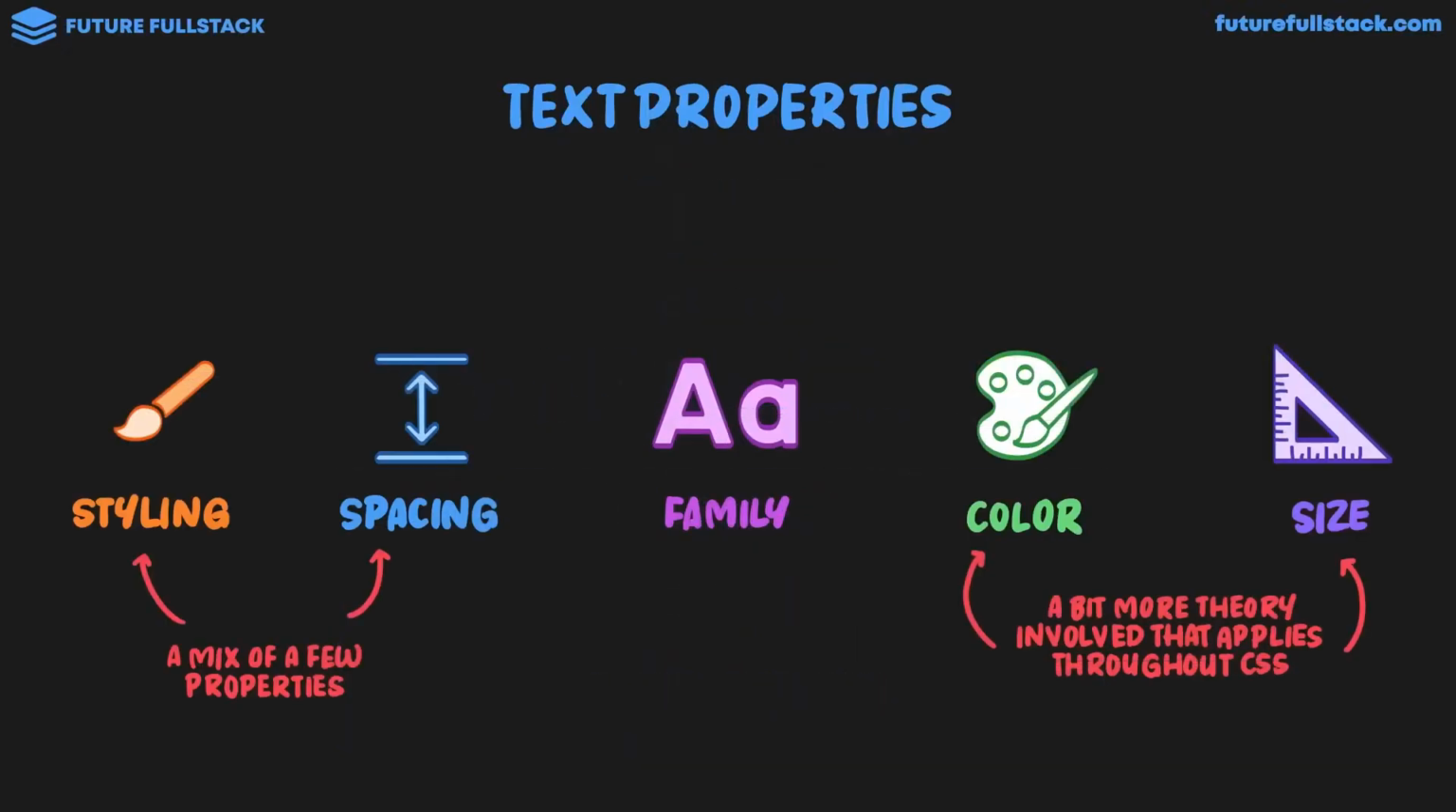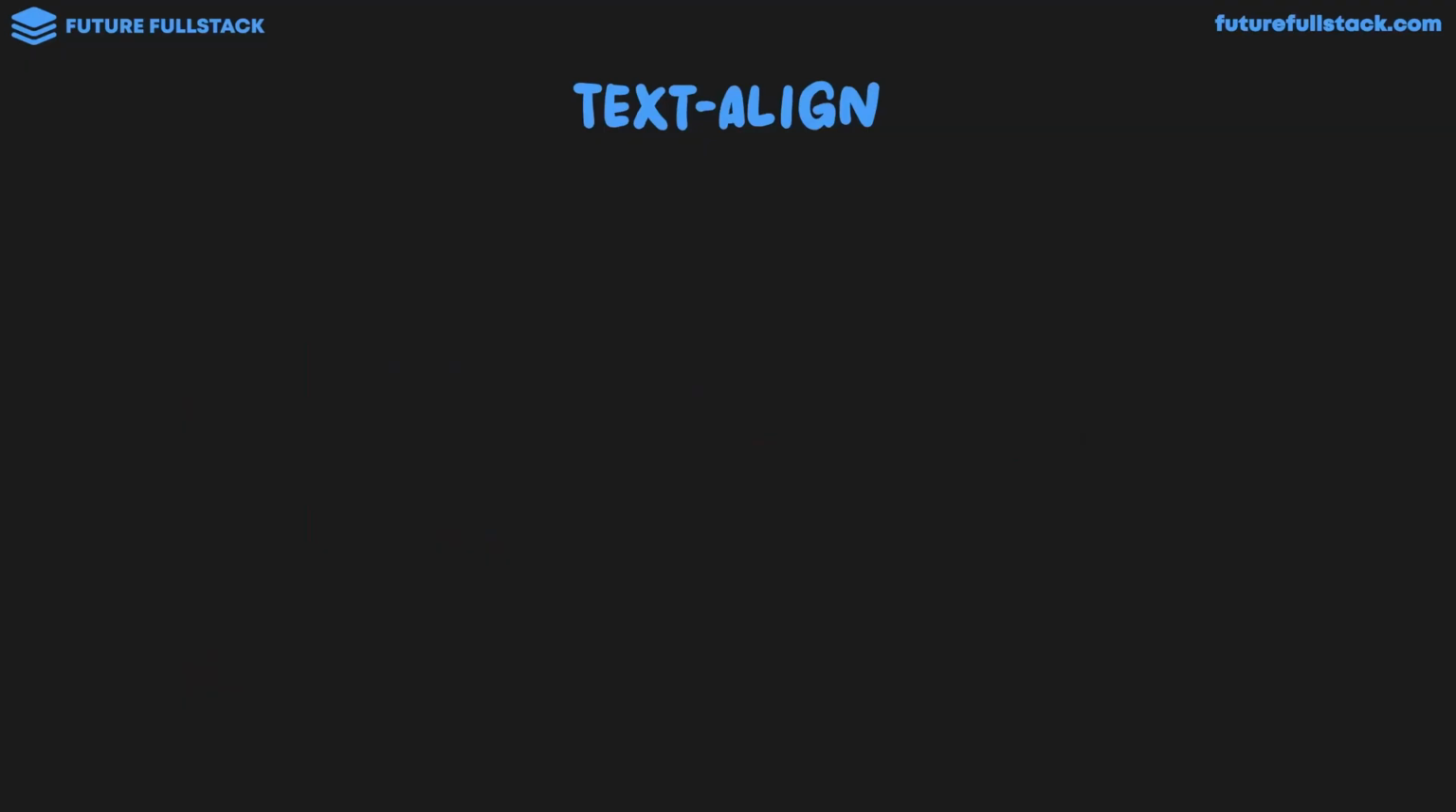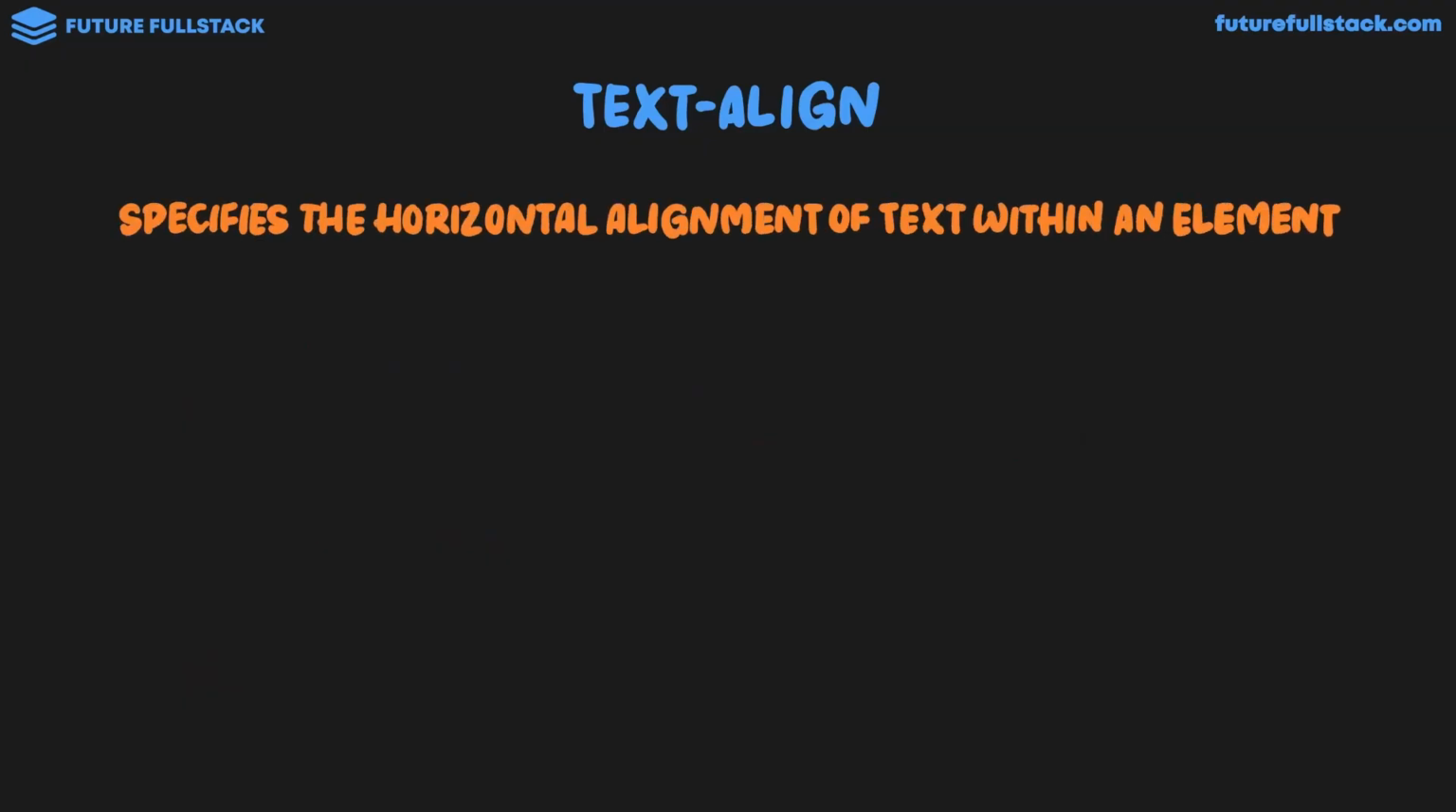So in the previous chapter, I introduced these 5 categories of text properties in CSS, including styling, spacing, family, color, and size. In this chapter, we're going to focus on text spacing, which, like styling, also has a few important properties we need to look at. The first property we're going to discuss is text align. This property specifies the horizontal alignment of text within an element.